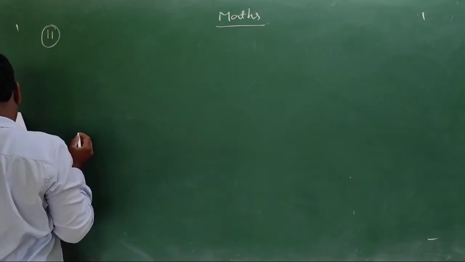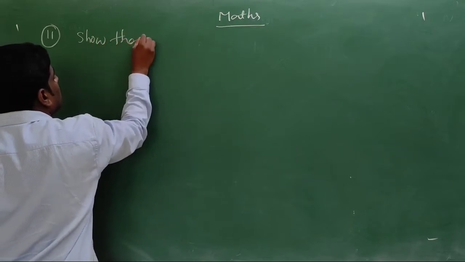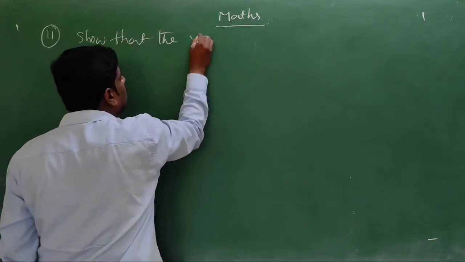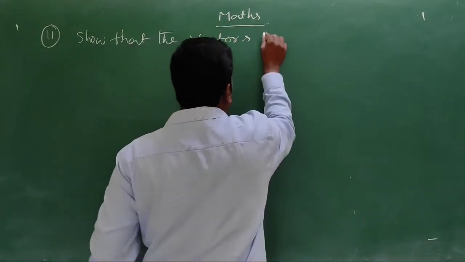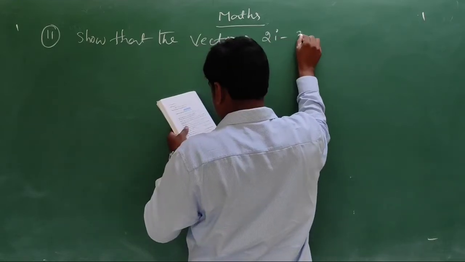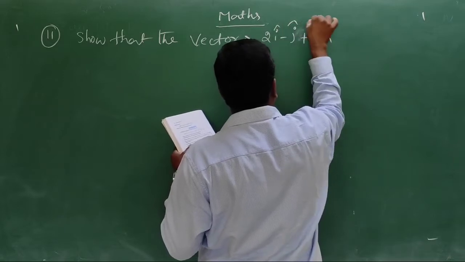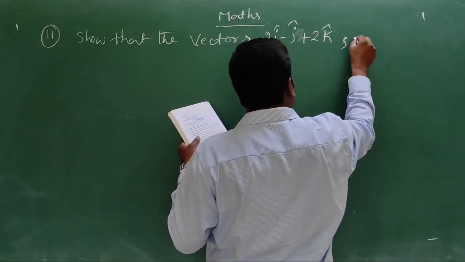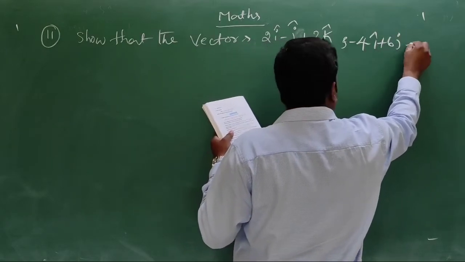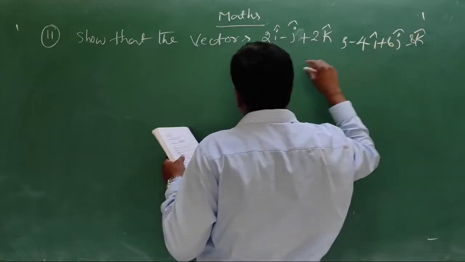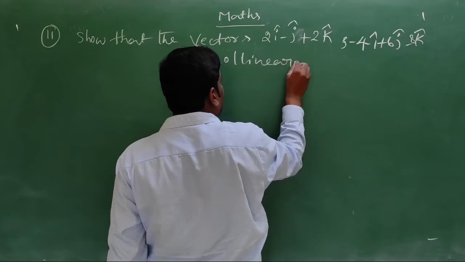What is problem number 11? Show that the vectors 2i minus j plus 2k cap and minus 4i plus 6j minus 8k cap are collinear. So this is important for 2 marks.